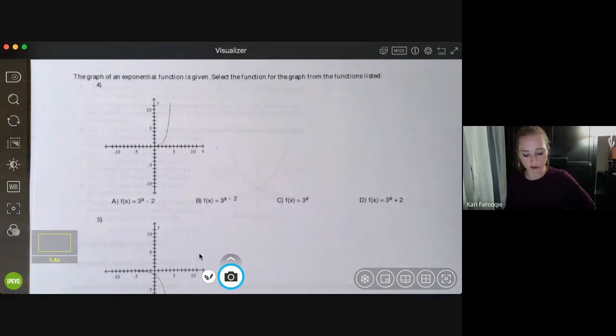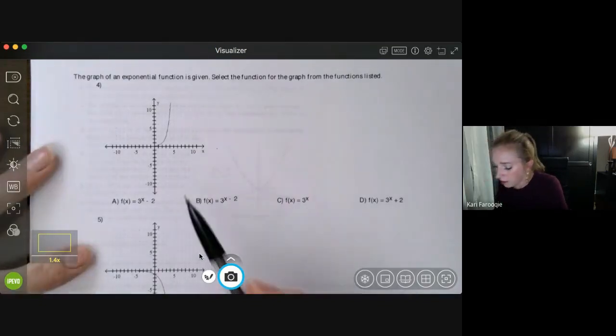The graph of an exponential function is given. Select the function for the graph from the functions listed. Now, my suggestion to you here for this whole figure out which function is which thing, you have some sort of an idea now what to expect in your graph. I would get an idea for which one you think it is, and then maybe put a table of values together to verify that those points are actually on your graph.